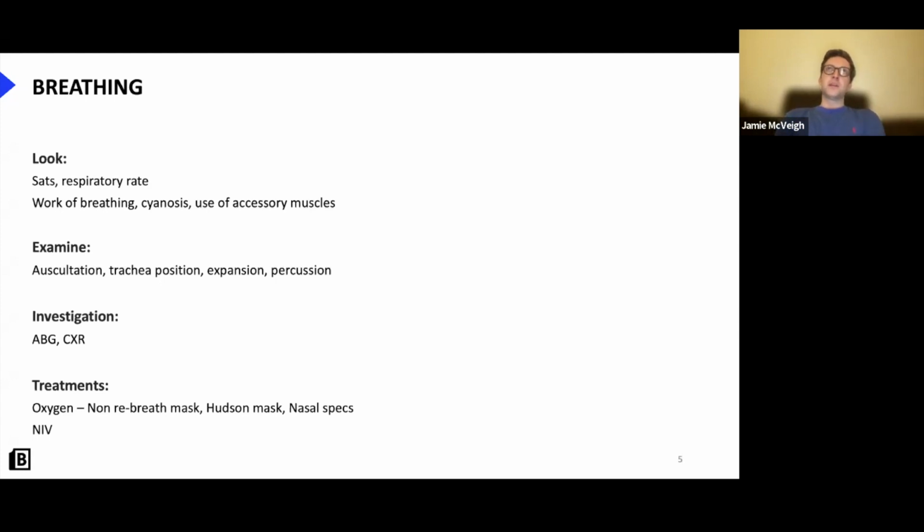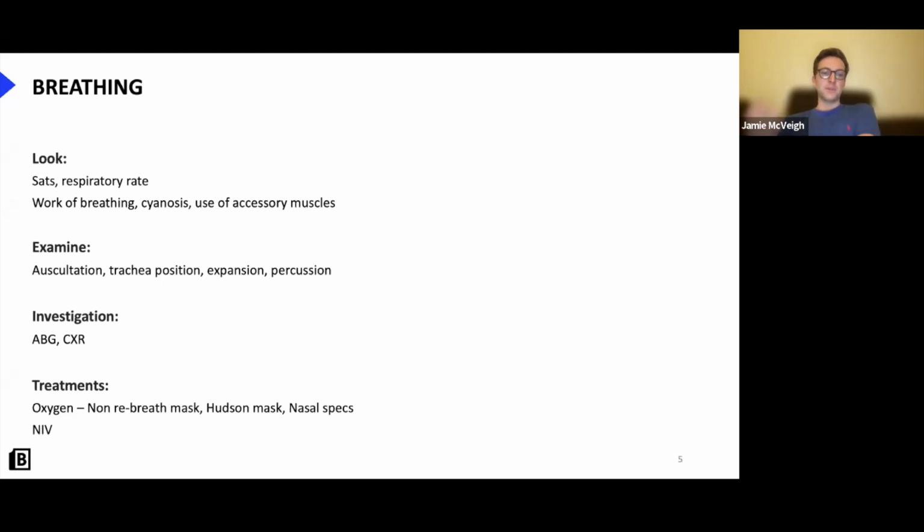You're thinking about dull percussion, which would indicate an effusion or a hemothorax. And on the opposite side of the spectrum, if they're hyperresonant, that's more indicative of a pneumothorax, because there's air where you're percussing. If their SATs are low, get an ABG as a general rule of thumb, and get a chest X-ray. If they're unwell, make sure it's portable. You don't want a sick patient going down to X-ray if they don't have to.